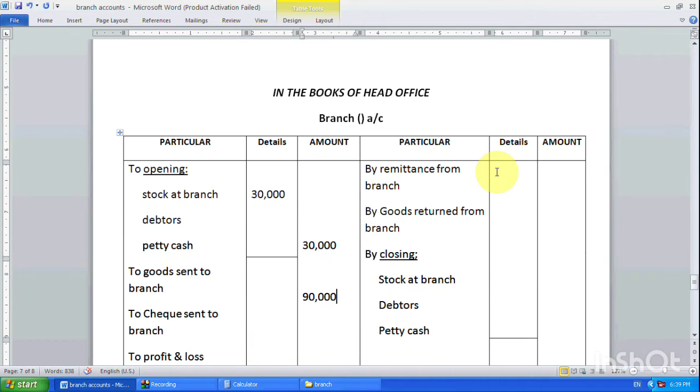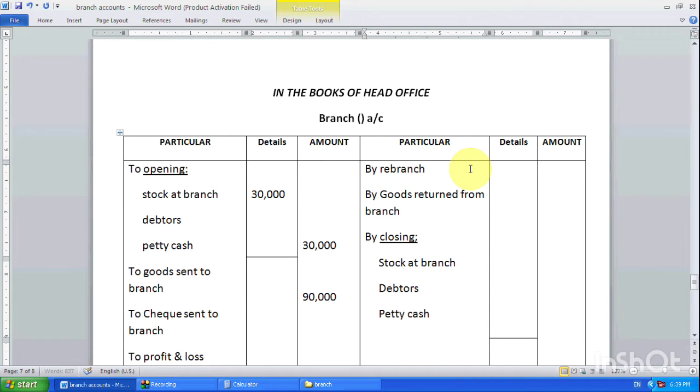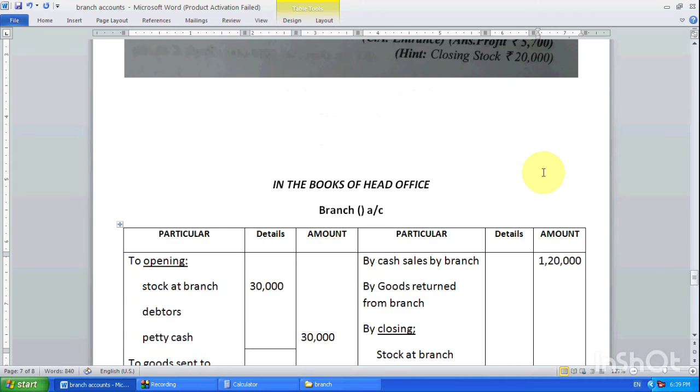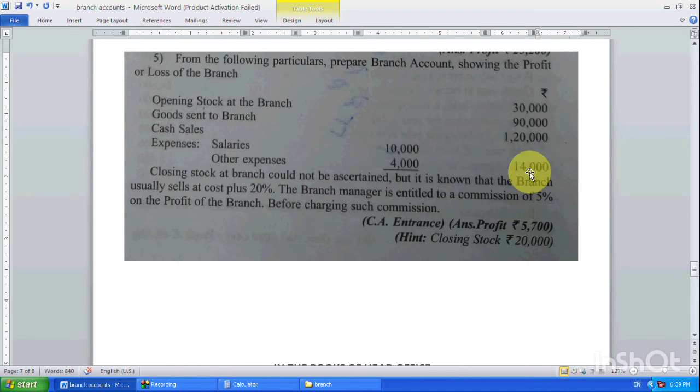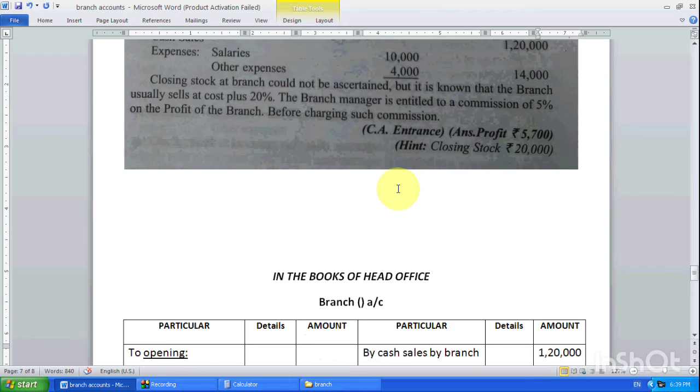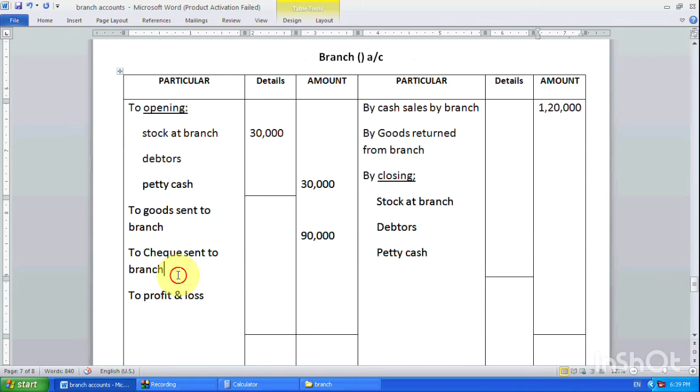Cash sales 1,20,000. Right here, cash sale in place of remittance. This proforma was used for the earlier question. Now you can write cash sale by branch or cash sales. So it's 1,20,000 cash sales. Is there any returns? Expenses is there, cheque sent to bank, it's 14,000.